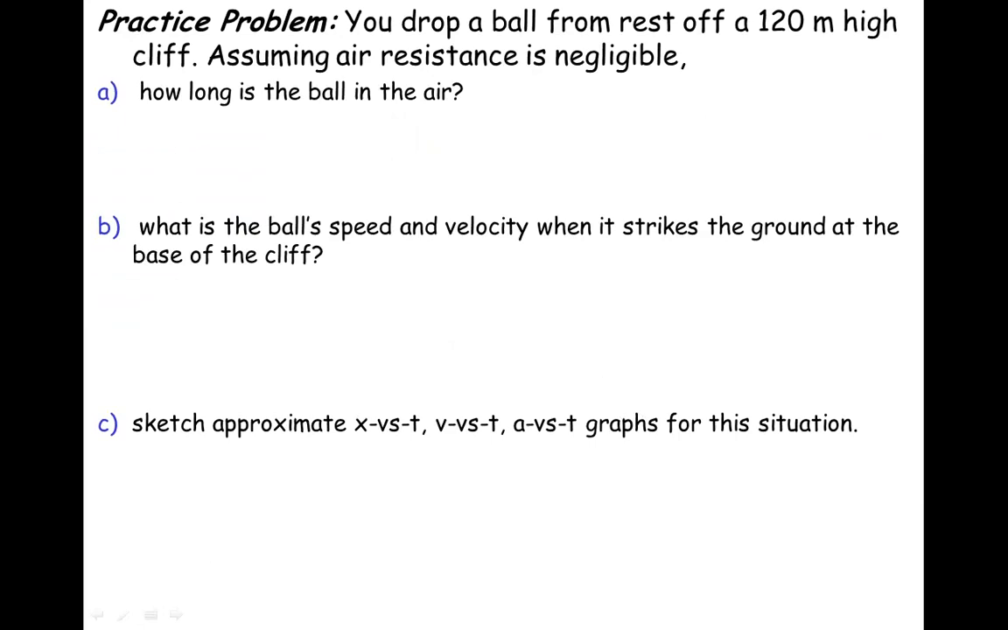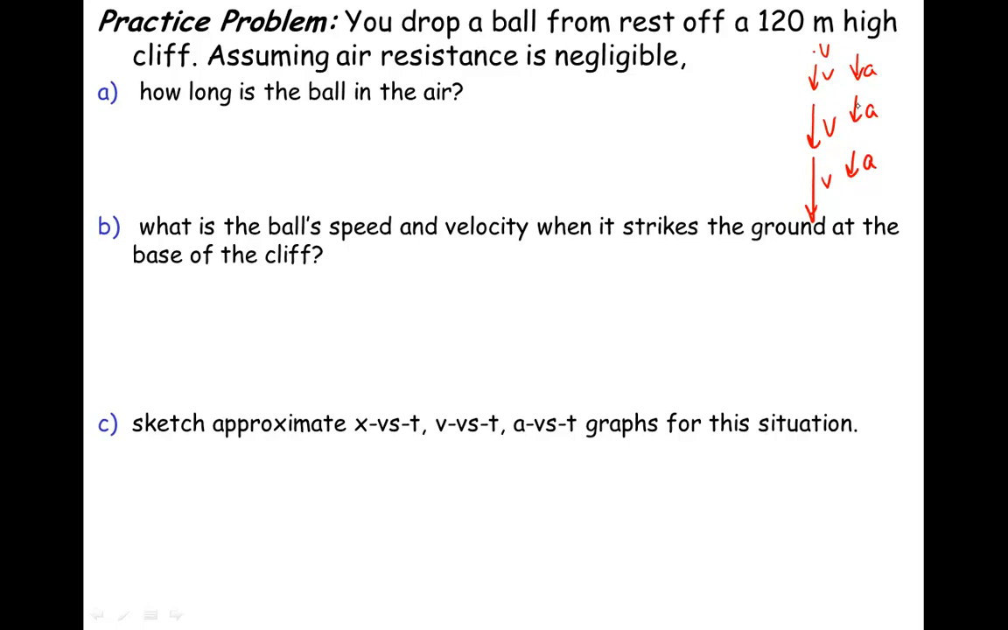Okay, what we're going to do now is apply the kinematic strategy to a gravity problem. So let's look at what's going on in this particular problem. It says you drop a ball from rest off a 120-meter high cliff, assuming air resistance is negligible. How long is the ball in the air? So we'll draw the velocity vectors first. It's obviously going to start with no velocity, then pick up some speed on the way down. So those would be the velocity vectors. Because the velocity arrows are increasing, the acceleration arrows should point in the same direction. So our acceleration arrows would point downward.